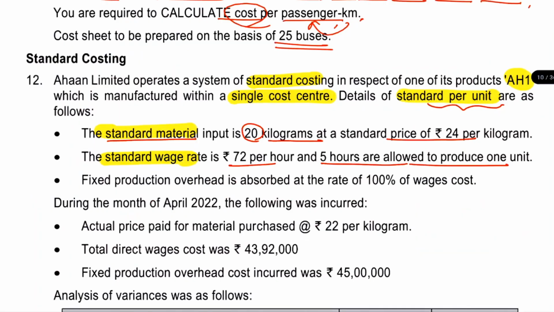Okay. Fixed production overhead is absorbed on the basis of 100% of wages. So fixed production overheads are absorbed at the rate of 100% of wages. That is one absorption rate. If labor is 100 rupees, what will be the amount of overheads? 100. Clear hai ye? Okay, so that is clear, sir.